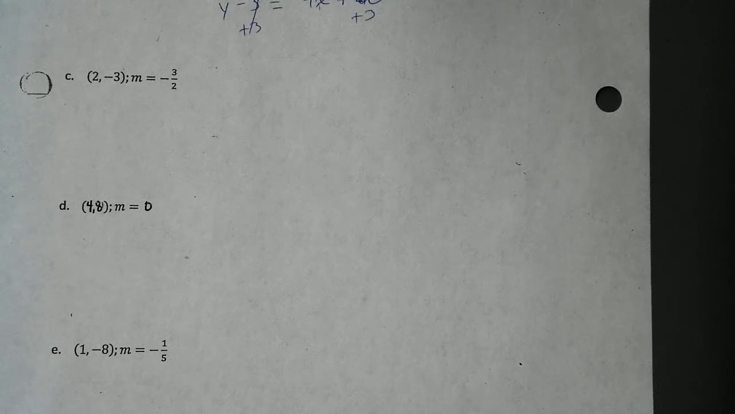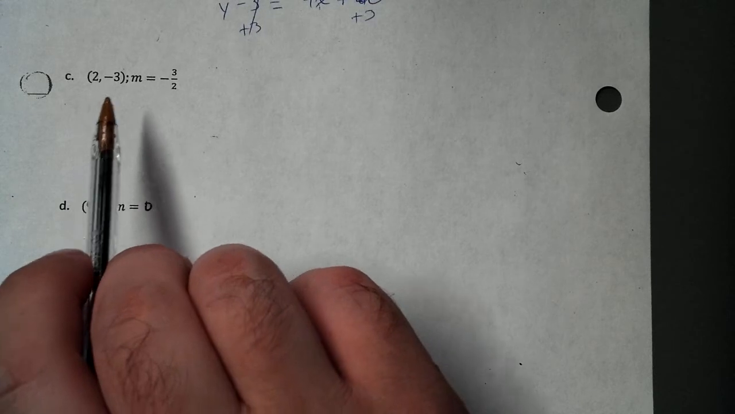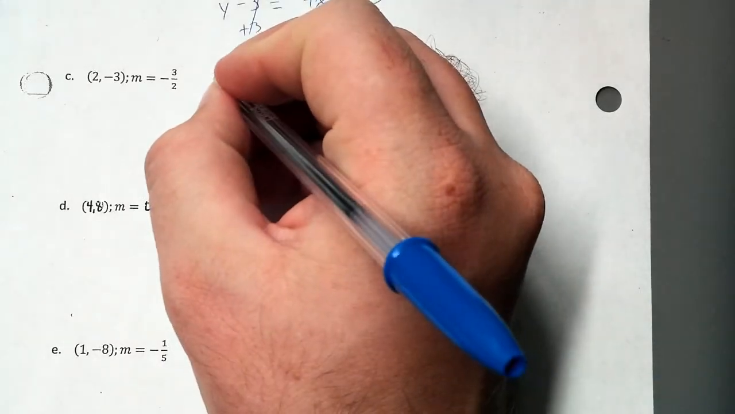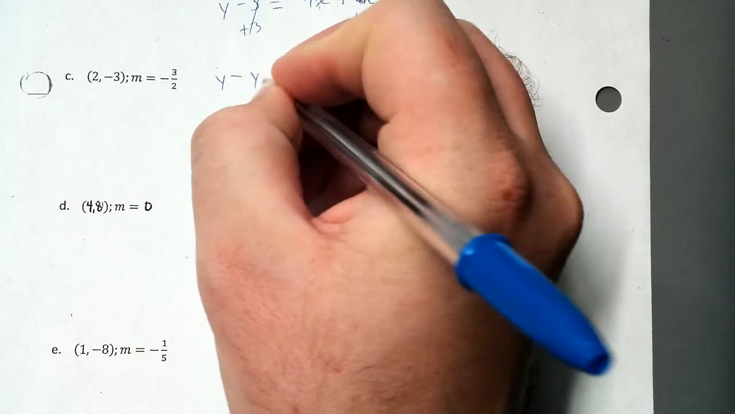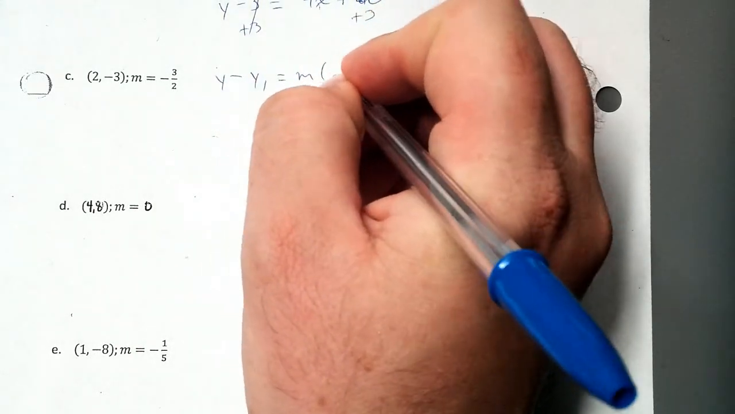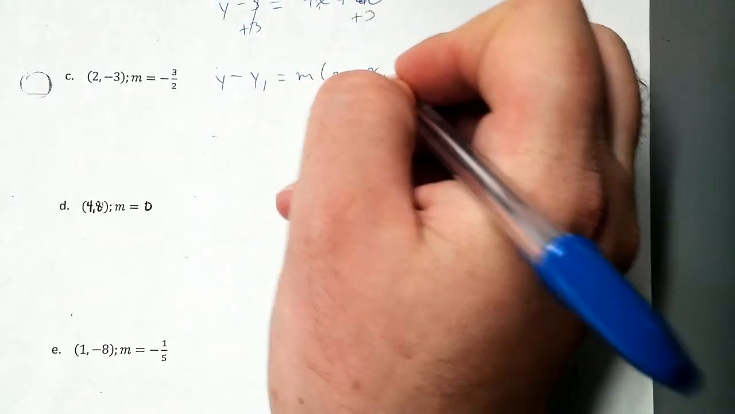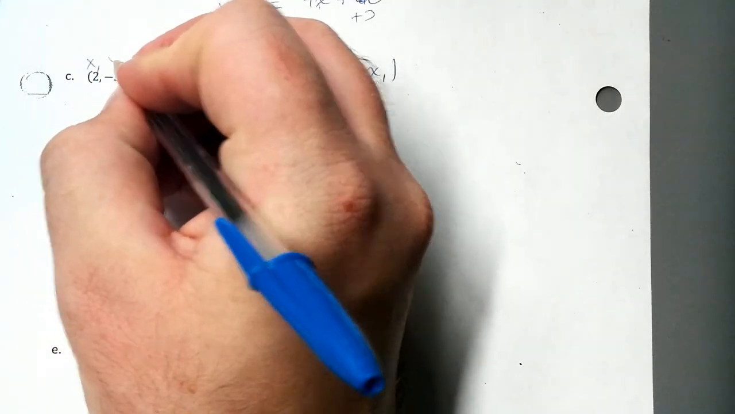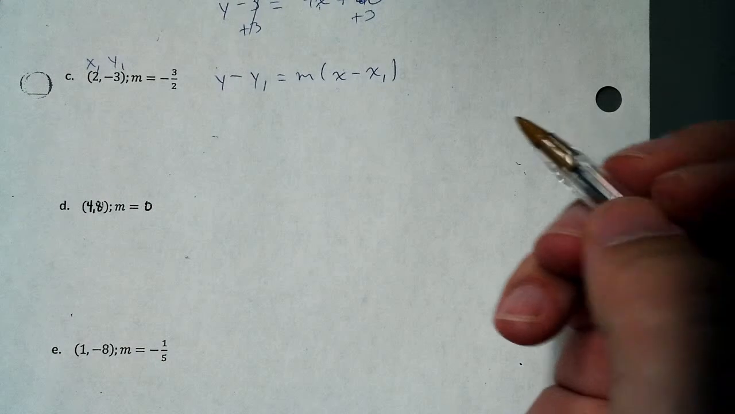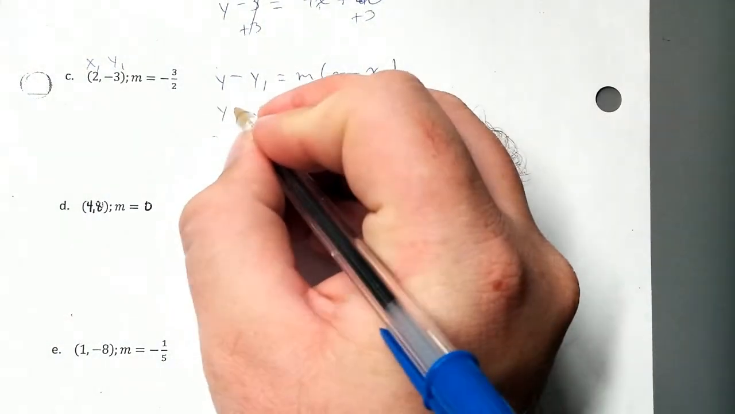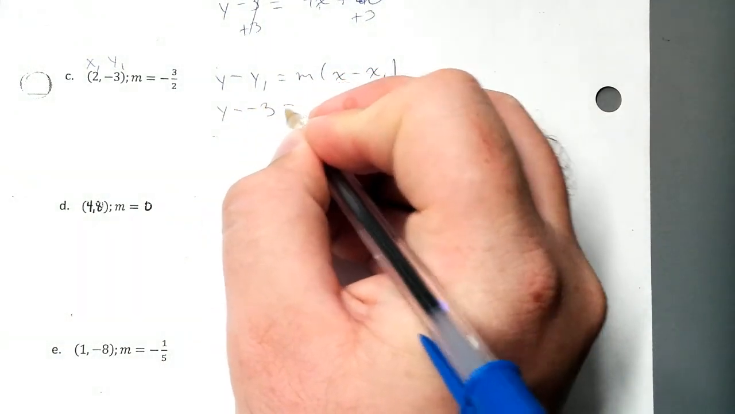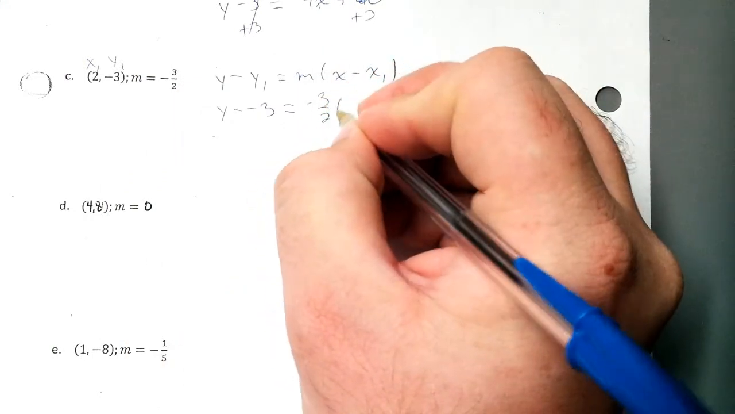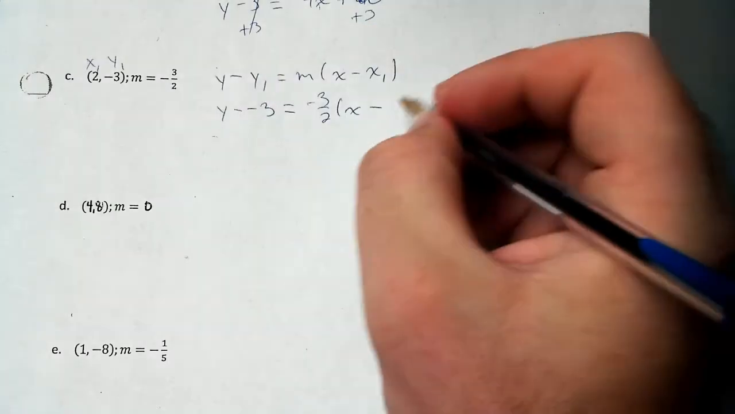Alright, so next one, we've got a point (2, -3) and a slope of -3/2. Remember, point slope is y minus y1 equals m times x minus x1. So we write it, we label our x1, y1, and now we plug in. So we get y minus -3 equals my slope, which is -3/2, times x minus my x1, which is 2.